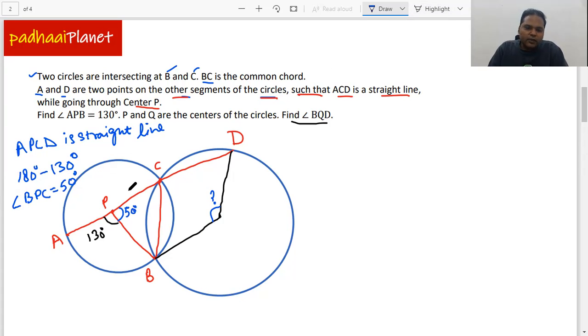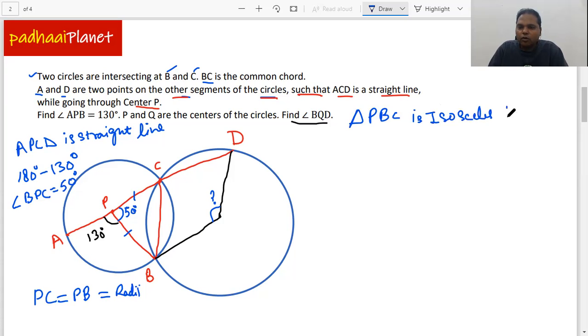Now, we also understand that PC is equal to PB. So we can write PC is equal to PB, and that's because they both are the radii of the same circle. Which basically means that our triangle PBC is an isosceles triangle. And in any isosceles triangle, the angles opposite the equal sides, that means these two angles, are always equal to each other.